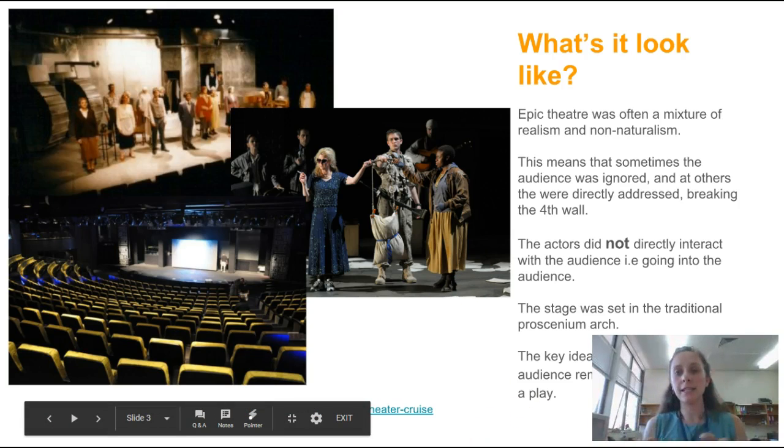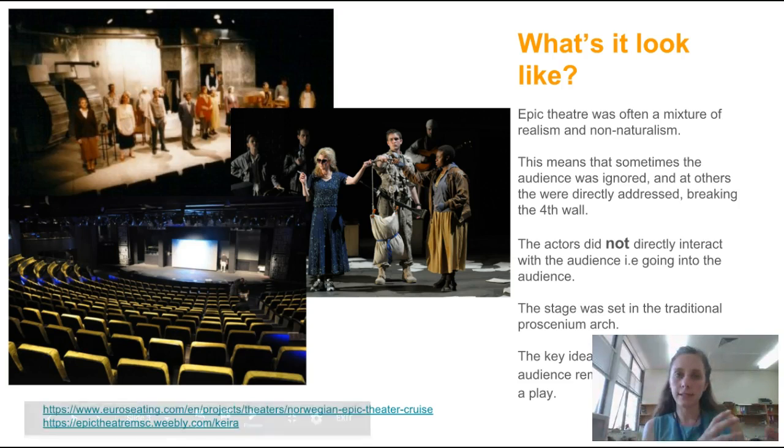So epic theatre was very much realism, things that we'd see on TV and in movies, very realistic performance, and then non-naturalism. So he often had a narrator or very realistic acting, but unrealistic costume and things like that. So this means that there was often different types of interaction. Sometimes the audience was completely ignored, and sometimes they were directly addressed.